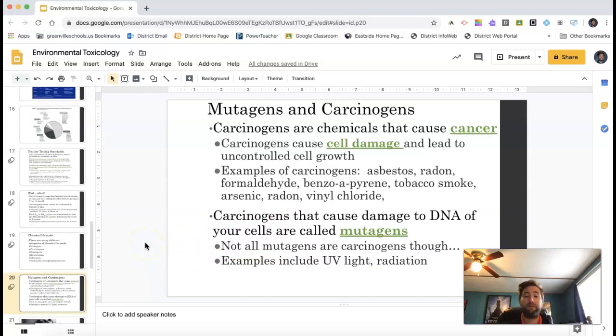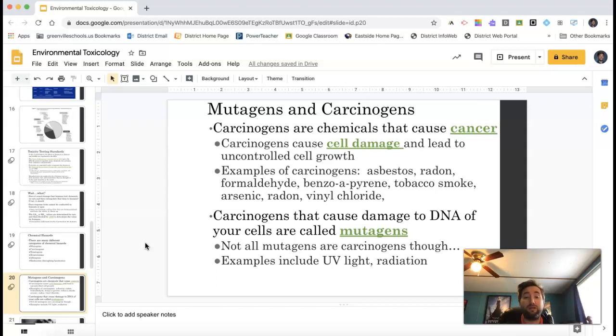Alright, so let's talk about mutagens and carcinogens. Carcinogens are chemicals that are going to cause cancer, and most of the time they do so in a way that causes cell damage, and it harms the ability of your cells to regulate their growth. So remember in biology when you talked about the cell cycle, and then the cell cycle got out of control and all that kind of stuff.